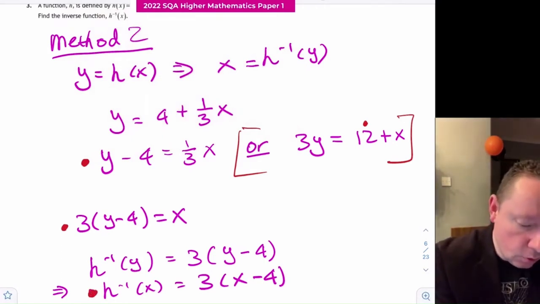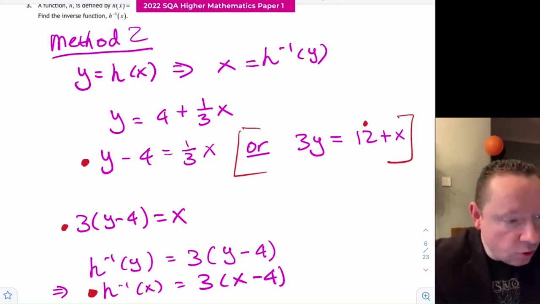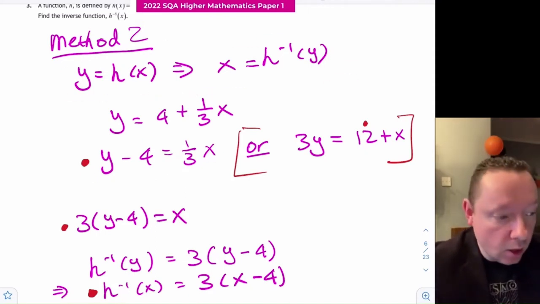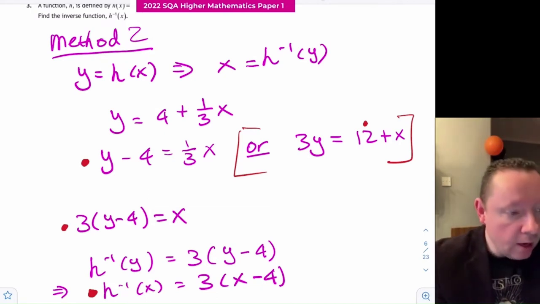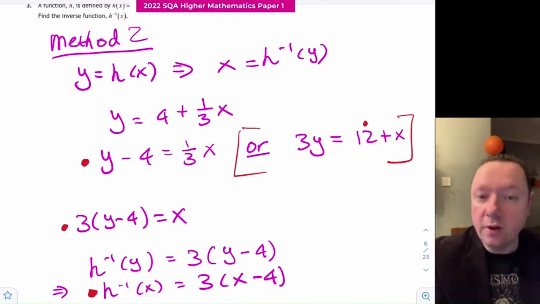Now, just a little note on where the SQA would say you can't get marks. Let's look at method 2 to start with, since we're on it. We can start off just by writing this and you will get your first mark. If you forgot to write this, we would not take a mark off. Similarly, at mark 3, they would accept h inverse function of x is 3 times x minus 4 without you writing this statement first. So if you just jumped straight from here to here, that would be fine also.